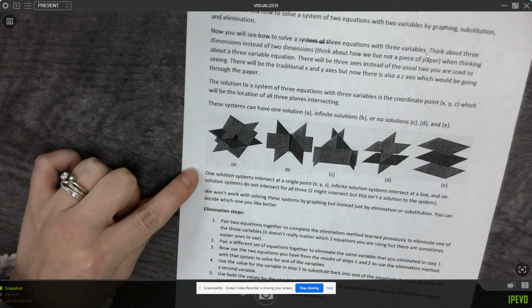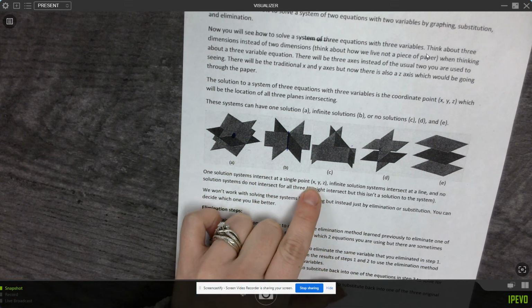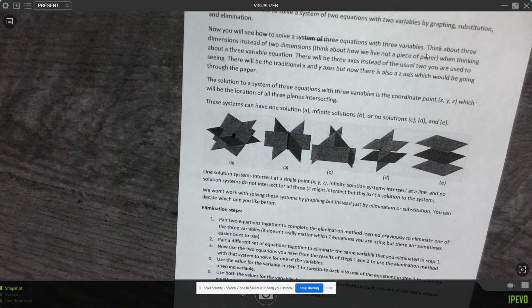A one solution system intersects at a single point, and we are going to put it in order alphabetically, X, Y, Z. So when you solve your system here in a moment, when you're done, you're always going to put it like it's a point, but your point is not going to be an X, Y, Z coordinate point. You put them in order alphabetically, just like we do with a coordinate point. We put X and then Y. If your equation has letters other than X, Y, and Z, maybe you have A, B, and C, you're always going to put them in order. Put A and then B and then C. All right.